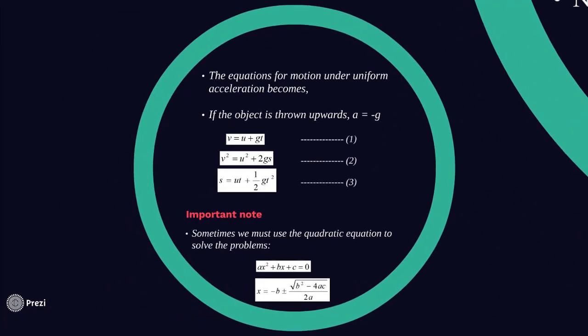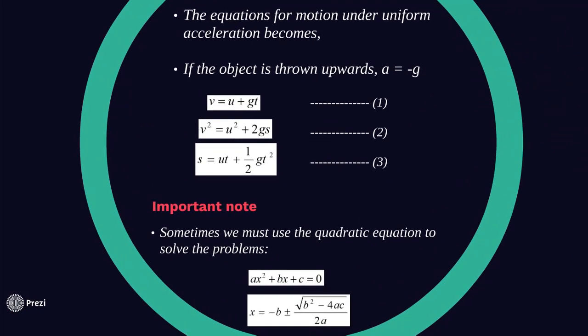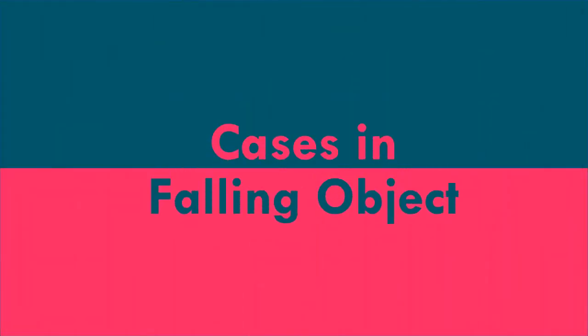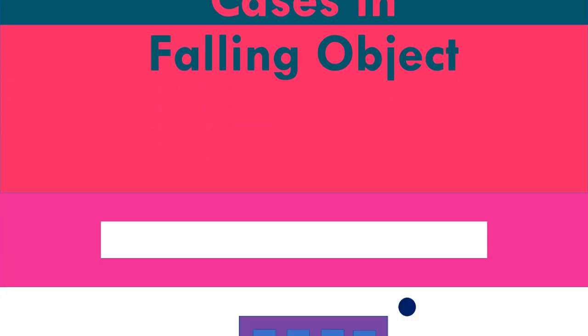The equations for motion under uniform acceleration become: if the object is thrown upwards, a equals negative g, the equations will become as below. Equations 1, 2, and 3. Important: sometimes we must use the quadratic equation shown below to solve problems. For the next couple of minutes, we will go through some cases in free-falling objects.